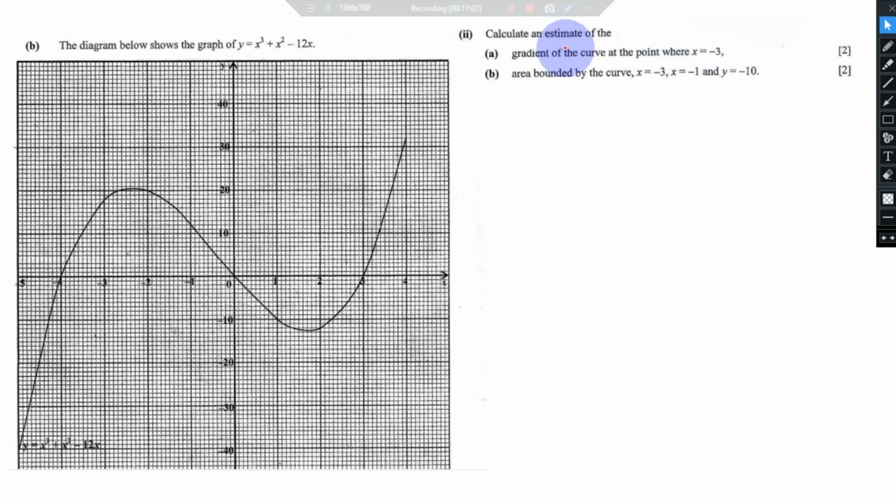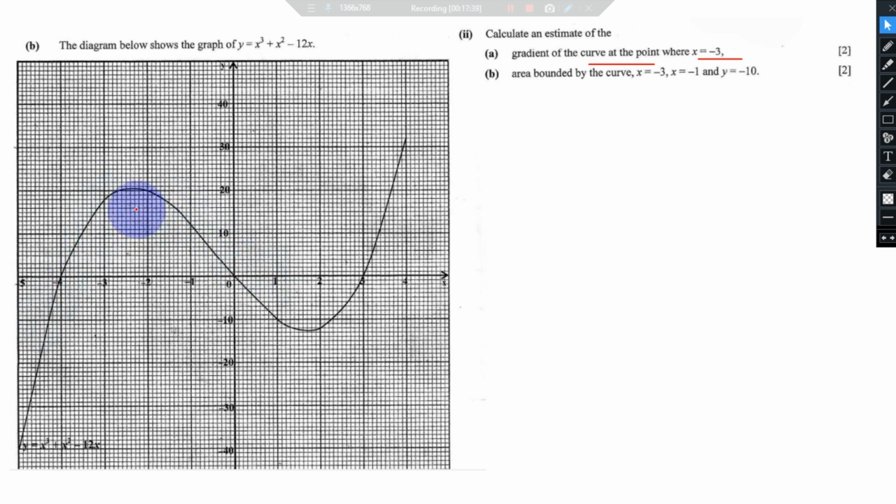Calculate an estimate of the gradient of the curve at the point where x is equal to negative 3. Okay, so once you are given such, you go back. When you are asked to calculate a gradient in this case, it will be one of the points you have already plotted on the Cartesian plane. Of course, this one is not as we plotted. It's already done for us, but still it is one of the points on the curve.